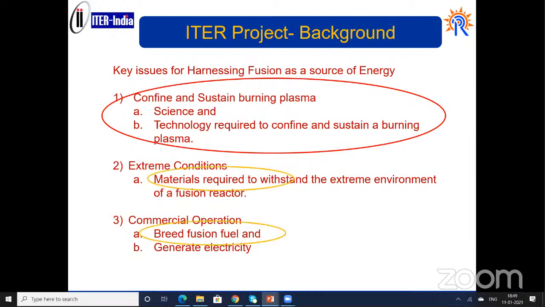It is not trying to resolve the rest of the problems of materials, but it will try out, to some extent, some of the concepts of breeding fusion fuel. As you have noticed in one of the videos, tritium is not a naturally occurring element on the surface of Earth. We need to produce it, and that will be tried out to some extent in ITER.